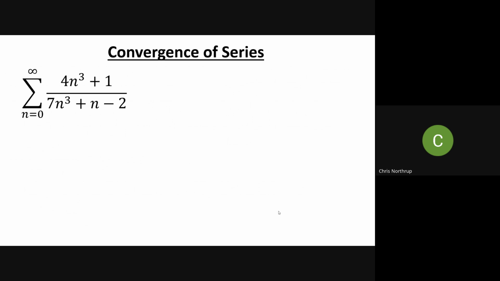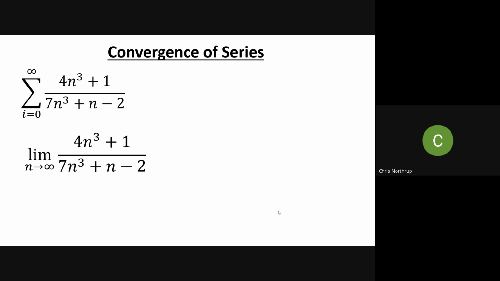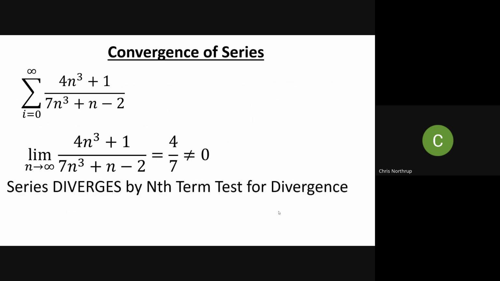So let's say I have this series right here. If I take a look at the sequence inside that I'm adding all of the terms of, 4n cubed plus 1 divided by 7n cubed plus n minus 2, if I take a look at the limit as n goes to infinity, this is really just like a rational function. That's going to be the ratio of leading coefficients, since the leading coefficients are attached to powers of my variable that are equal, n cubed and n cubed. So that becomes 4/7. That is not equal to zero, so that tells me this is going to diverge by the nth term test for divergence, because again, the limit is not zero.